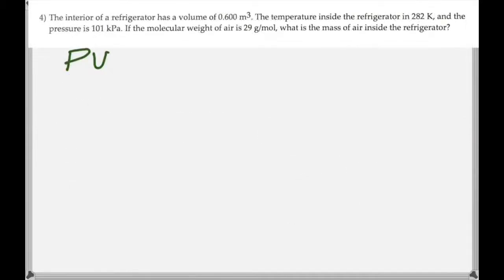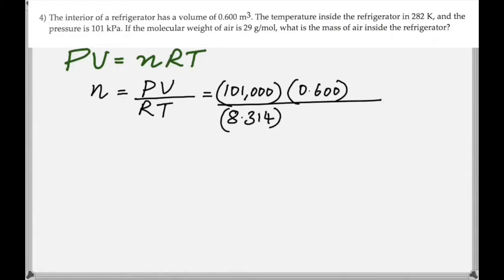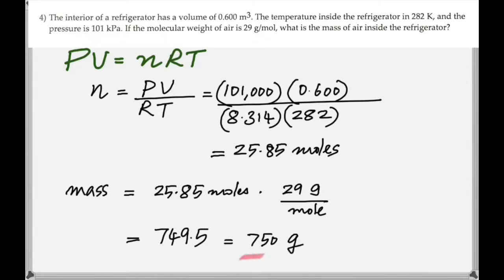Number 4, the interior of a refrigerator has a volume that's given, the temperature and the pressure are given. What is the mass of air inside the refrigerator? Okay, it's just the ideal gas equation. First, find the number of moles. So that's the pressure. Because it's in kilopascals, change it into pascals. And then you have the temperature, which is in Kelvin, so there's nothing there. Once you get the number of moles, you find the mass because you have the grams per mole. And on doing that, you get 749.5 or 750 grams.